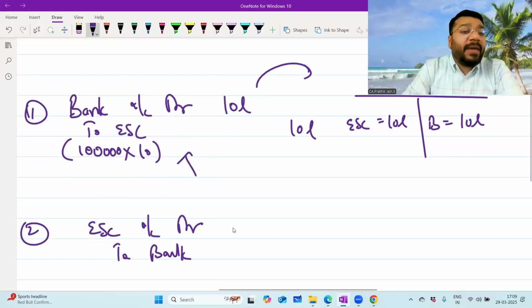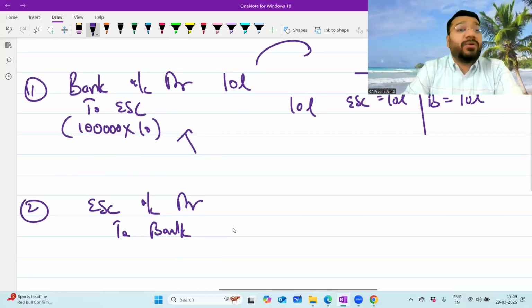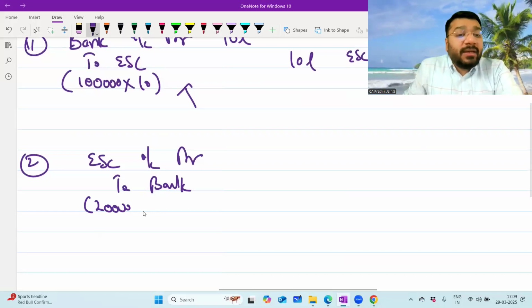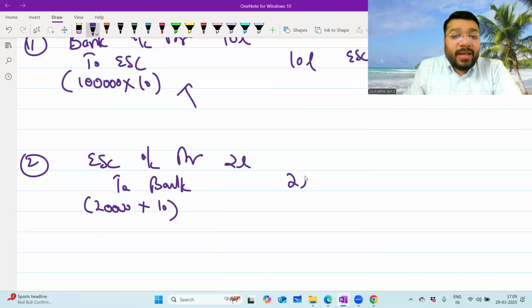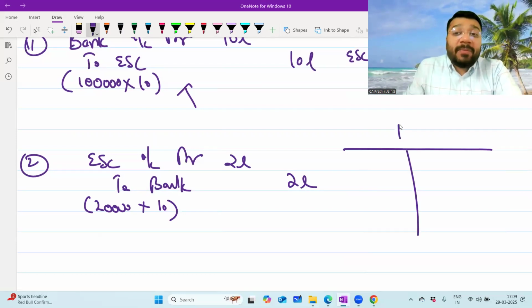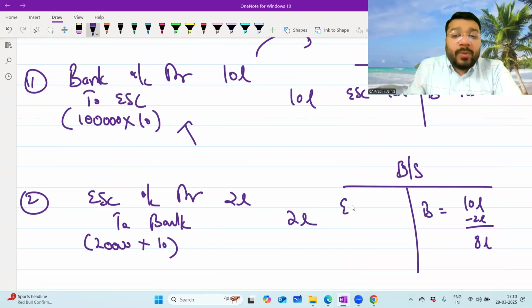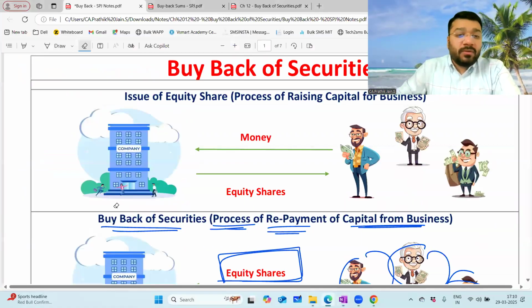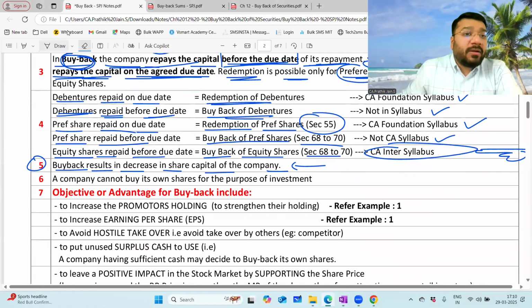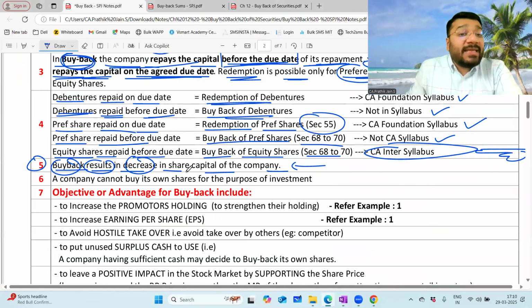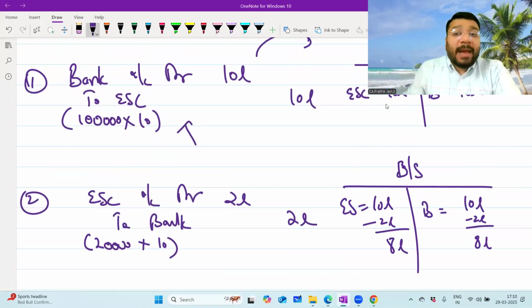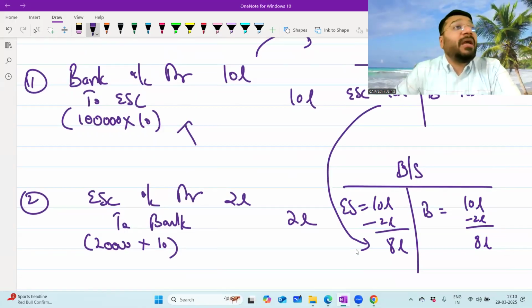Let's say out of this, I am buying back 20,000 shares. So 20,000 shares into 10, how much is it? 2 lakh and 2 lakh. Now, if I prepare the revised balance sheet, in the bank how much money is left over? 10 minus 2, which is 8 lakh. And equity share capital 10 lakh minus 2 lakh, 8 lakh. So if I read this line one more time: buyback results in decrease in share capital of the company. Earlier the capital was 10 lakh, and now it has become 8 lakh rupees. Very simple.